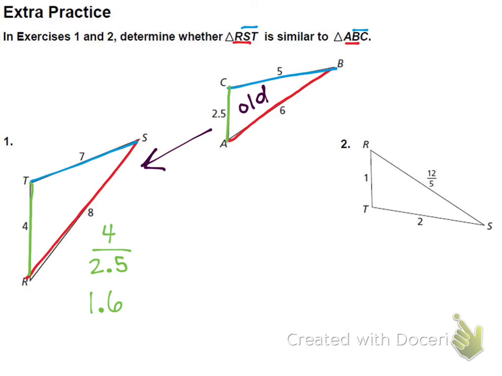So we want to see if all of them have that same scale factor. Which two sides are we going to use next? Sounds good. So which one would go in the numerator? 7. And then in the denominator? 5. What is that as a decimal? 1.4. So this is a no. This is not similar.